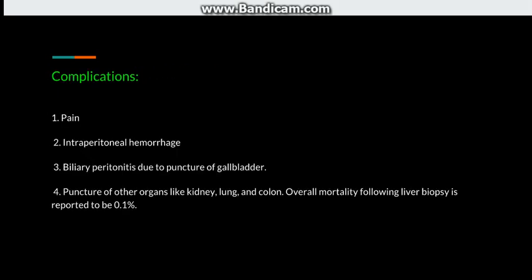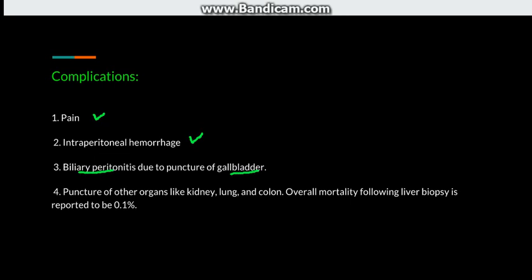Now, the complications of this procedure, the liver biopsy: there can be pain. Secondly, there can be intraperitoneal hemorrhage. There can be biliary peritonitis if there is accidental puncture of the gallbladder. Also, there can be puncture of some other organs like kidney, lung, or colon, but this is a very rare complication. And also, the overall mortality following liver biopsy is very low.